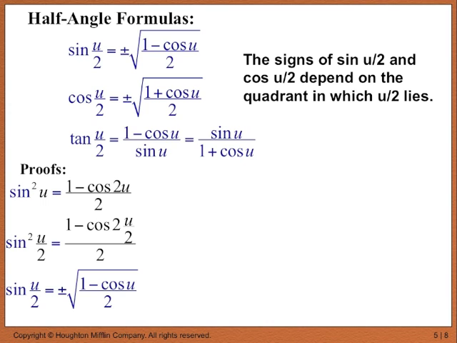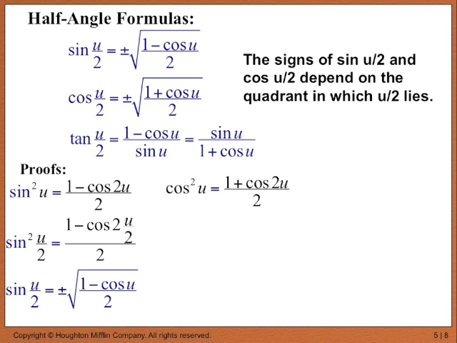Now let's see if you're ready for another challenge. I would like you to prove the cosine u over 2 equals plus or minus square root of 1 plus cosine u over 2 formula, based on what we just saw for the proof of the first formula. Pause the video, try to do that on your own using a similar strategy, and resume when you have an answer.